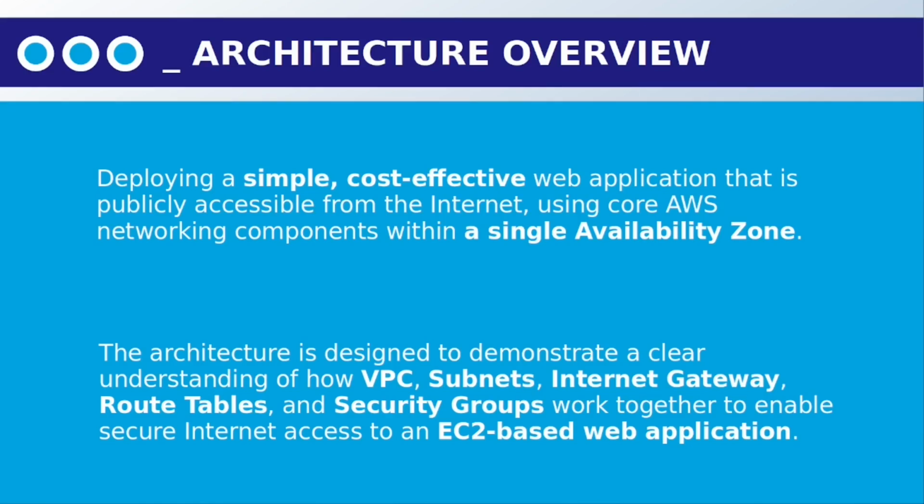The goal is not performance or scale. The goal is to clearly understand how internet traffic reaches an EC2 instance in AWS. So this architecture is designed to visually and logically demonstrate how networking components work together.